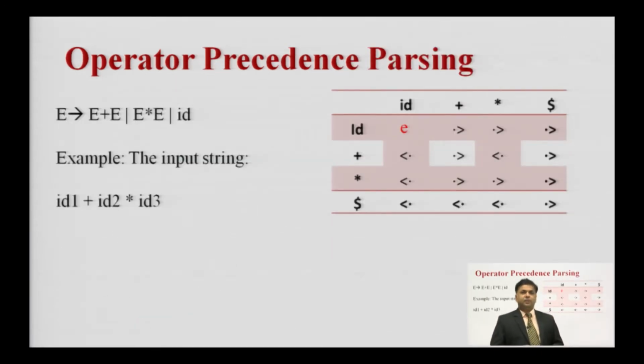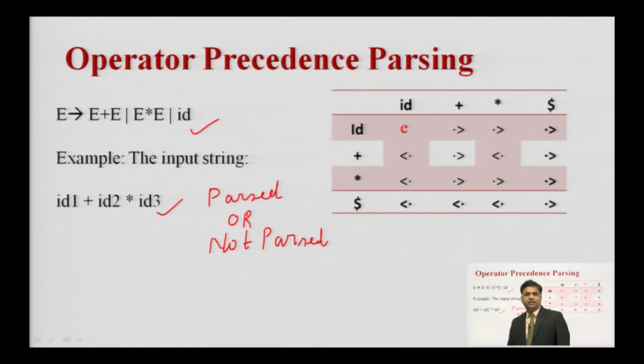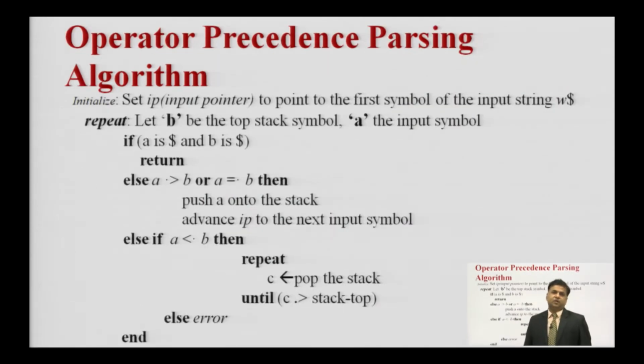Next topic is operator precedence parsing. Suppose we have a grammar E derives E plus E, E star E and E derives id, and my objective is to derive the string id 1 plus id 2 plus id 3, whether this string can be parsed or not parsed. So, how can we decide whether the string can be parsed by this operator precedence parsing table or not? There is an algorithm by which we can decide whether the string is parsed or not.